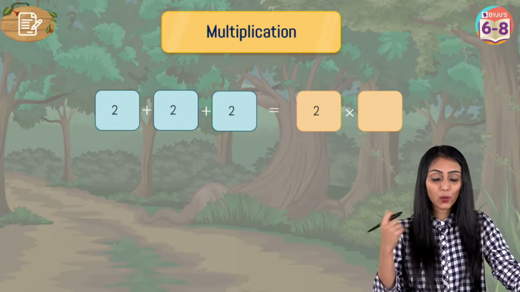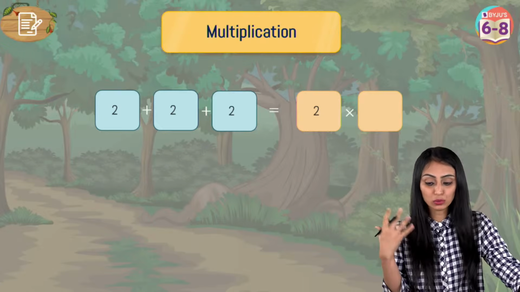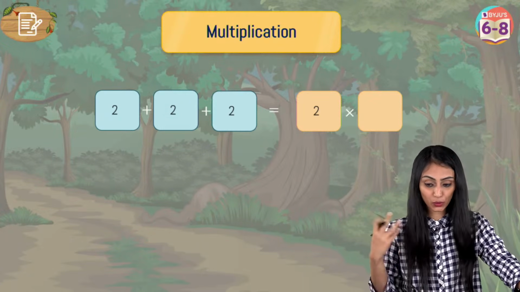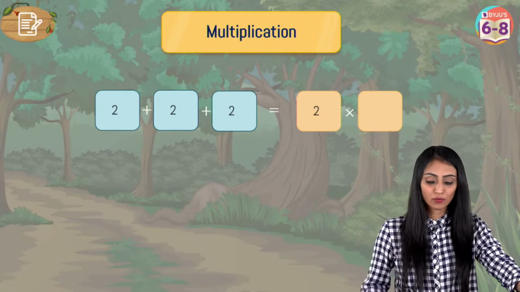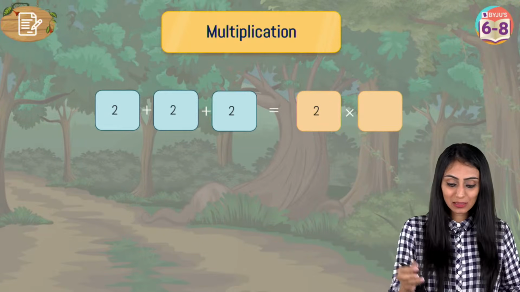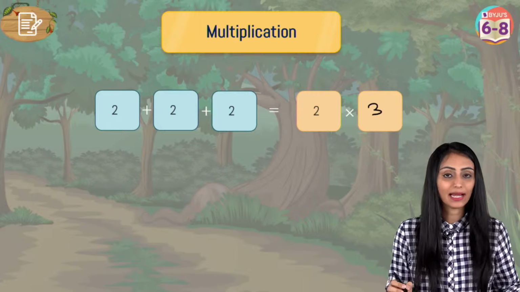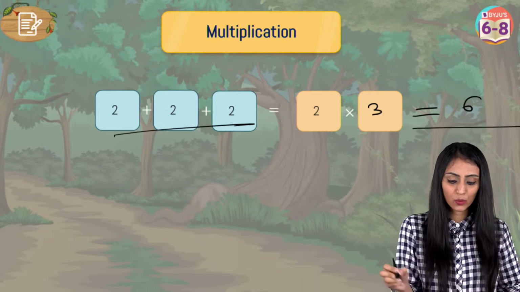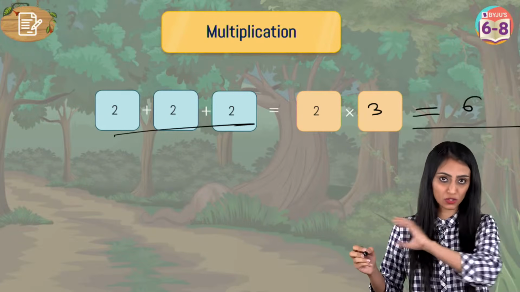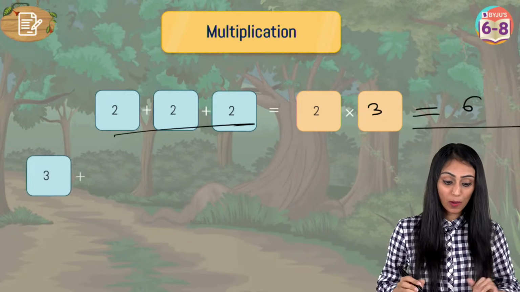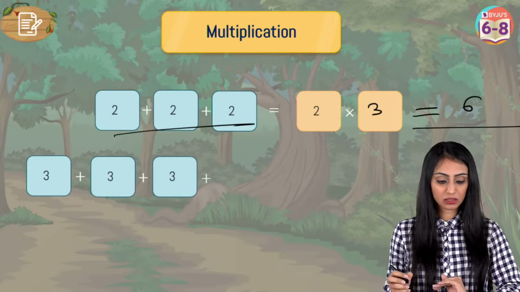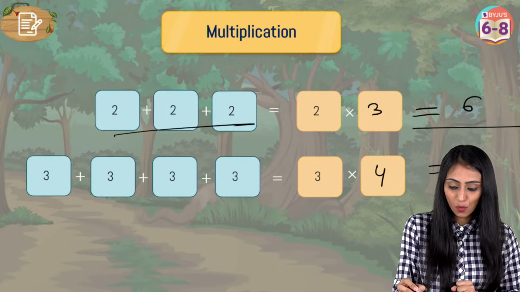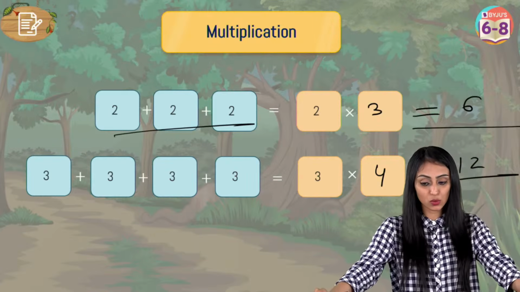Another way to do it, instead of adding 2 plus 2 plus 2, three times, mathematicians introduced an effective manner. Multiplication: instead of doing it this way, we can simply say it's 2 times 3. That will actually give you 6, the same result that you would get by doing 2 plus 2 plus 2. Similarly, if I talk about 3 plus 3 plus 3 plus 3, instead of adding it 4 times, I can simply say it's 3 times 4. This will also give me the same result, 12.